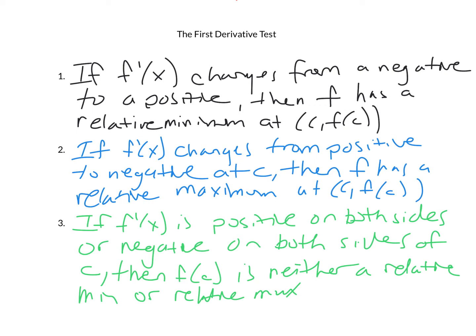And if the derivative of f of x is either positive on both sides or negative on both sides, it's neither a max nor a min. That's why I said whenever we find the zeros of your derivative function, it's not always going to work out that it's going to be a min or a max. We have to test it, okay, to make sure.